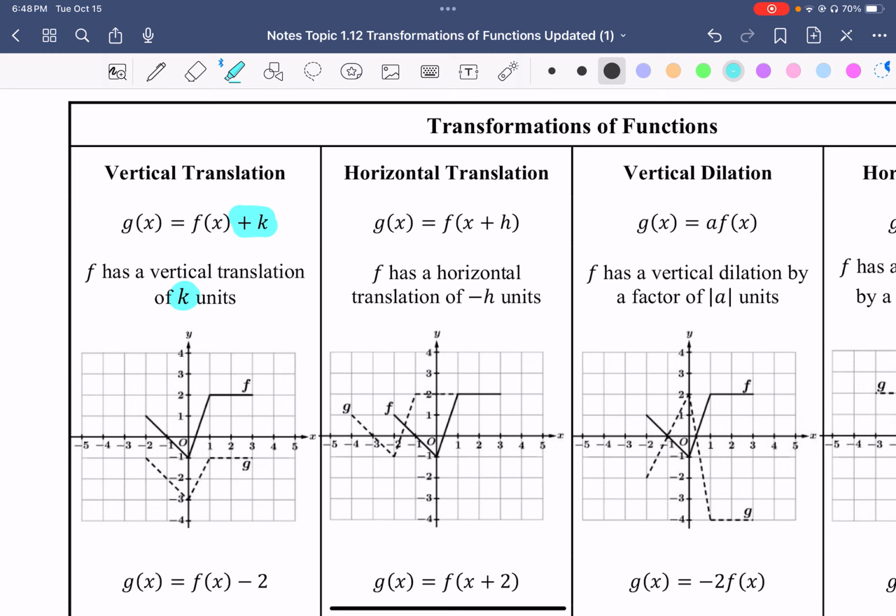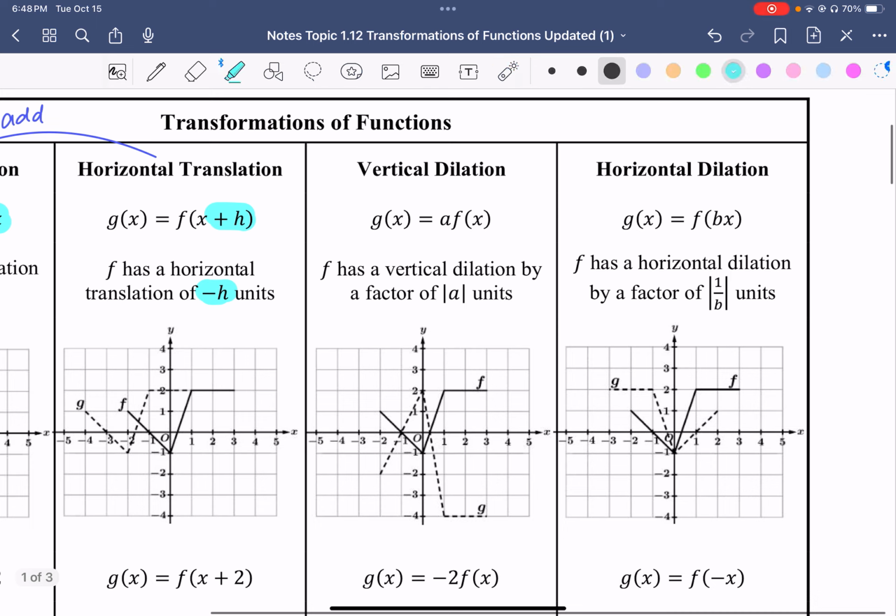Horizontal translations are inside of the parentheses next to x, represented by the letter h. Everything that happens inside the parentheses is the opposite of what it appears. So if it says plus h, you're actually going negative h units. So if you think you're going to the left, you're actually going to the right and vice versa. Okay, for both of these transformations, the translations, you are going to do these by addition. So you're going to either add or subtract the number outside or inside, but both of them are going to be through addition. Okay, moving on to the dilations.